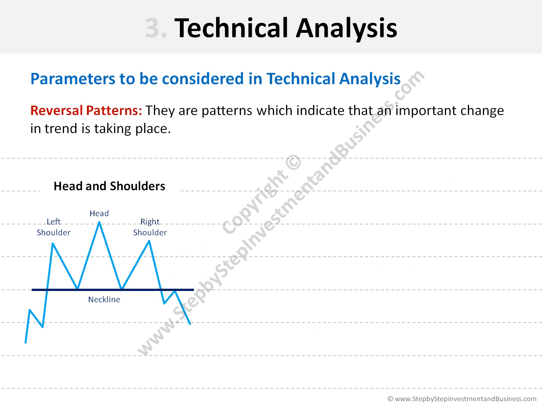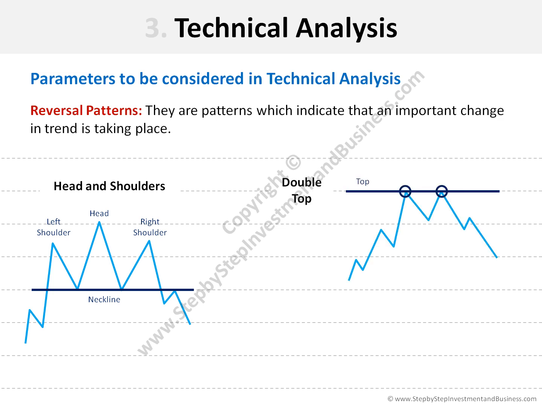Now, let's see reversal patterns. They are patterns which indicate that an important change in trend is taking place. One of these patterns is called head and shoulders, which is defined when the movement of the stock prices is similar to the one shown here. In the figure, we can distinguish two shoulders, a left and a right one, which are practically at the same height. On the other hand, the head is higher than either shoulder.